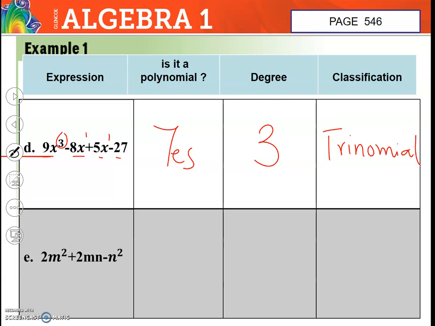And the last one, we have 2m squared plus 2mn minus n squared. Is that a polynomial? We look at the exponents and there are no negatives, so it is a polynomial. Now what about the degree? This has an exponent of 2. This has 1 on m and 1 on n, so it also has 2, and this has 2. So the highest degree is 2. And what kind of polynomial is it? That is the classification. We have 3 terms, and if we have 3, we call it a trinomial.